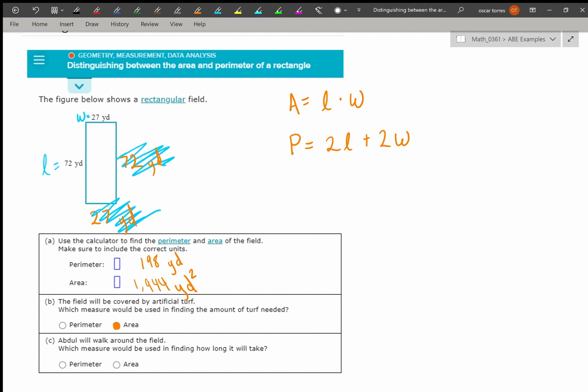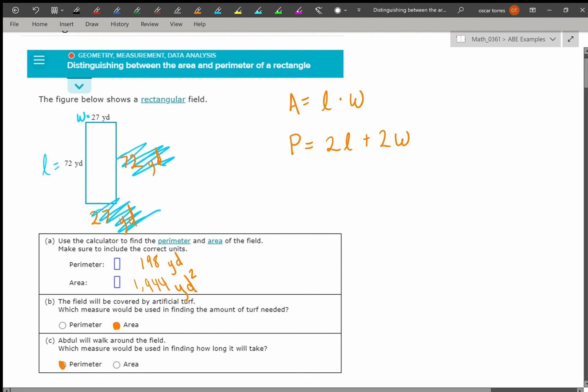Part C has someone walking around the field. It has Abdul walking around the field. So if they're going around a field, then we're using perimeter to measure that distance.